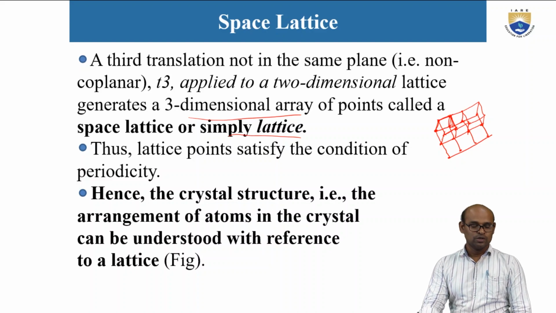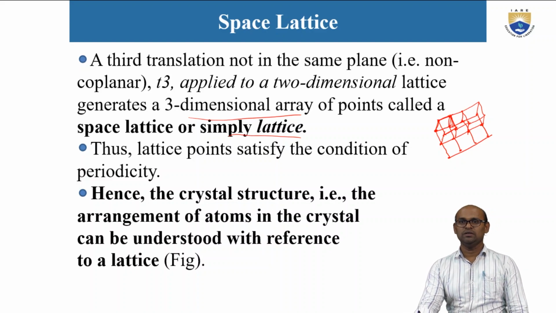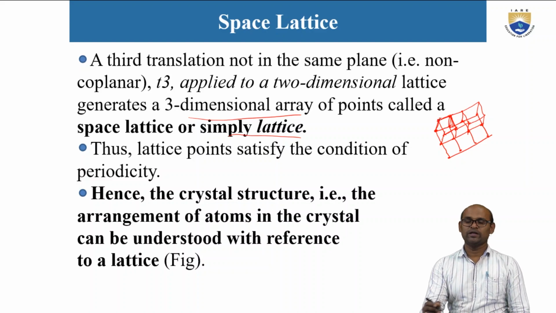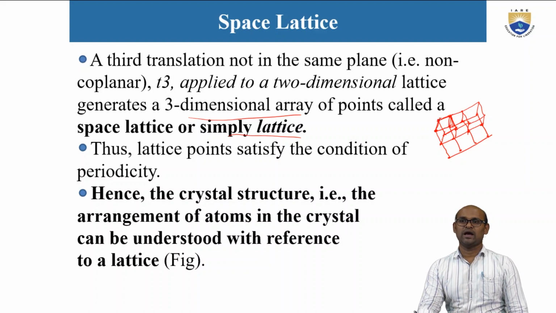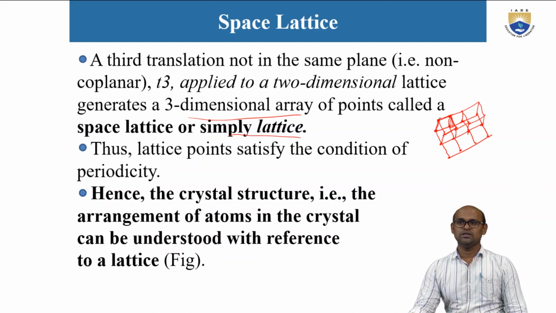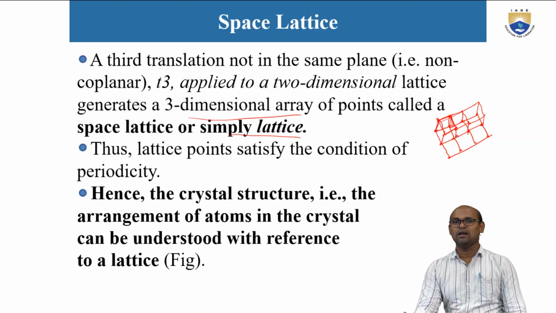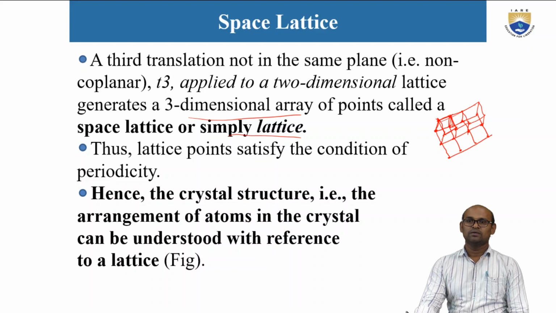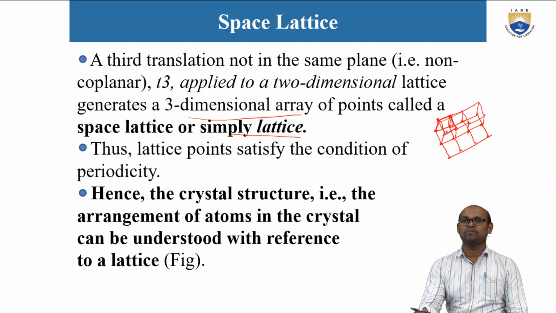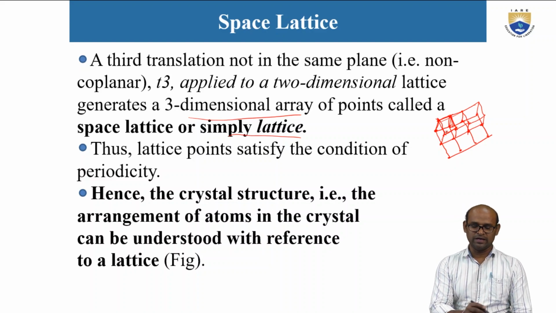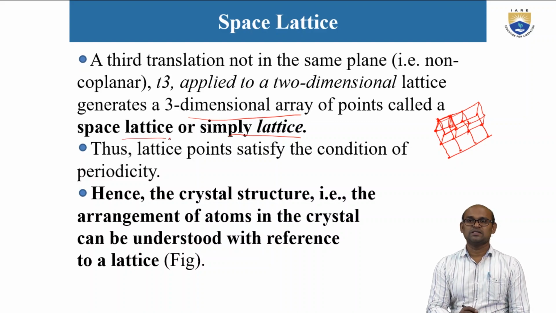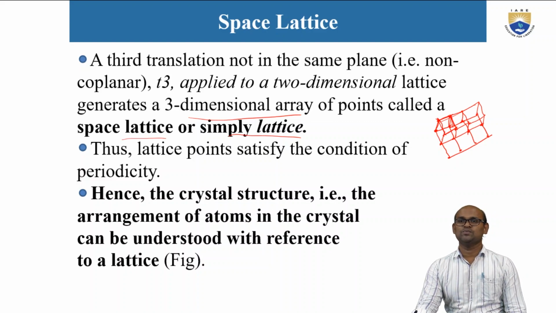Okay. So starting from a point R, when I applied the translation repeatedly, I generated a row of points, and then I applied this translation not in the same line but in another line. Then I generated a planar array of points. The third time I applied the translation not in the same plane but in another plane. Then I generated a three-dimensional network of points, and this is called a space lattice or simply lattice. Thus, lattice points satisfy the condition of periodicity.